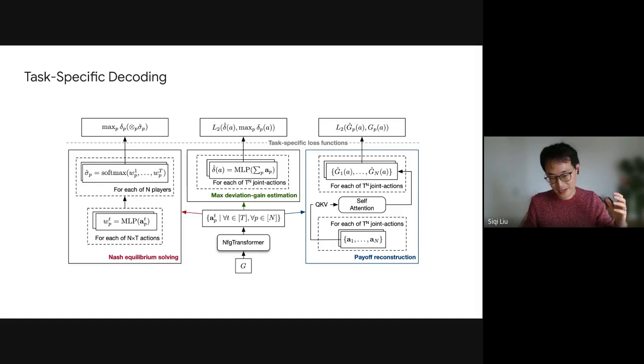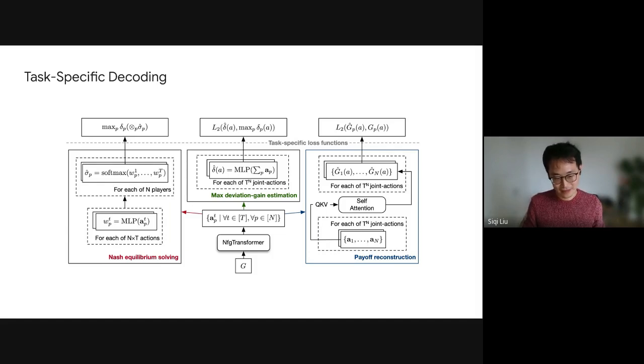Another example would be payoff reconstruction. If you have access to these action embeddings, you can compose them into different joint actions for which you want to predict an outcome. That would then go through, for example, another self-attention layer, which gives you one output for every player for every joint action. You can train that by minimizing the L2 loss against the ground truth payoff tensor that you have as the input.